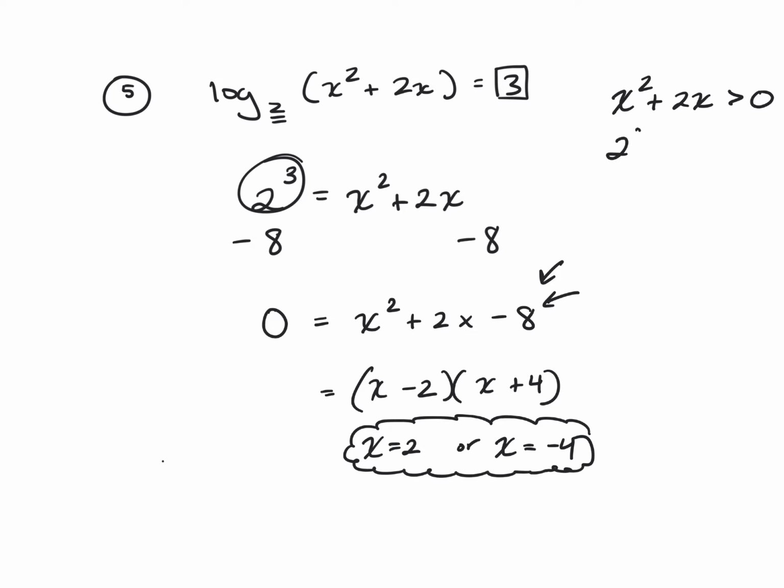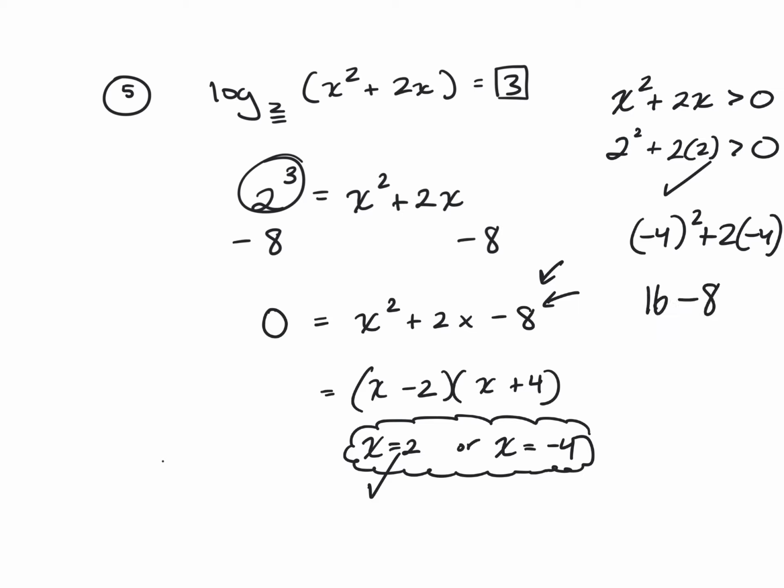So 2 squared plus 2 times 2, is the outcome going to be greater than 0? Is it positive? And sure, 4 plus 4 is 8. So this one works. Now let's check negative 4. If I plug negative 4 in, I square it, and I add to it 2 times negative 4. So negative 4 squared is 16 minus 8. Is that going to be a positive number? The answer is yes. So in this case, both of these numbers do work.